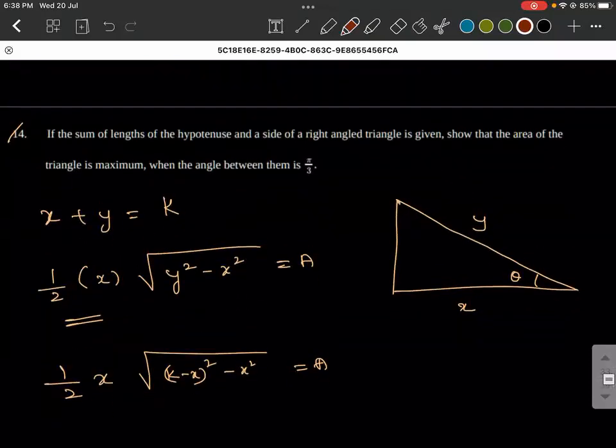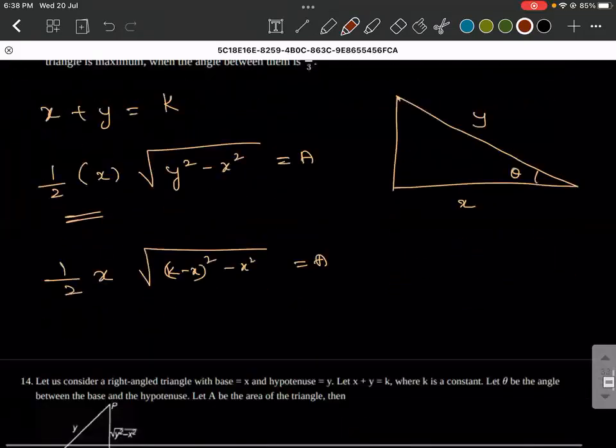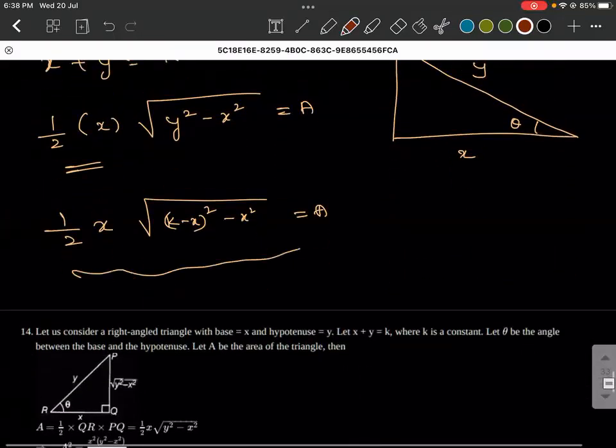Can you do this? Did you get it as pi by 3? If you want, you can write down this equation and then proceed. If you have any doubt, reach out.